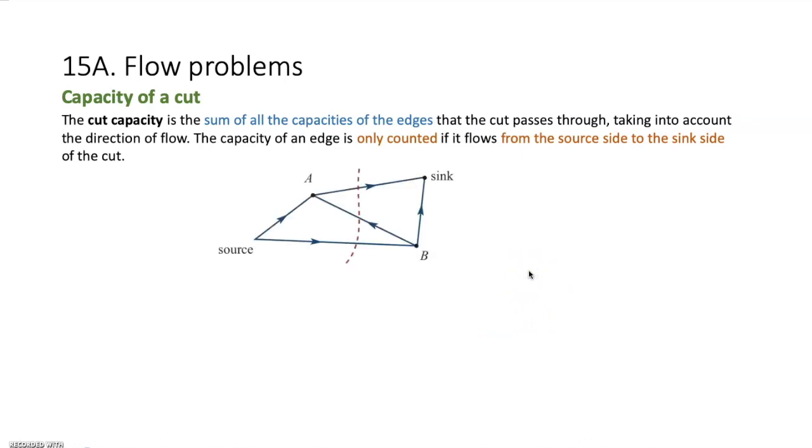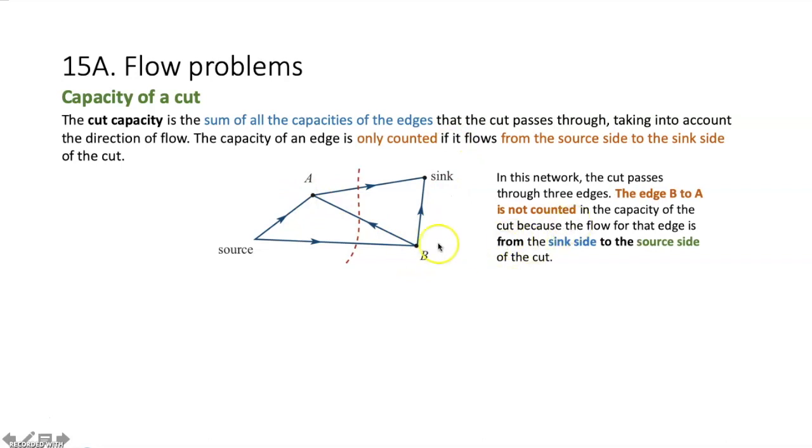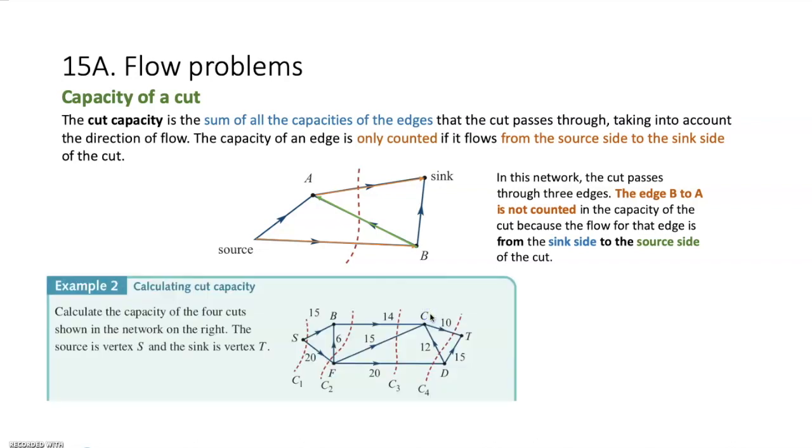This example shows the cut completely blocking the source from the sink. But when you look at the direction, the edge B to A is not counted because the flow of that edge is from the sink side to the source side. So we only count the first and the last edge for our capacity. Now let's put it into practice.